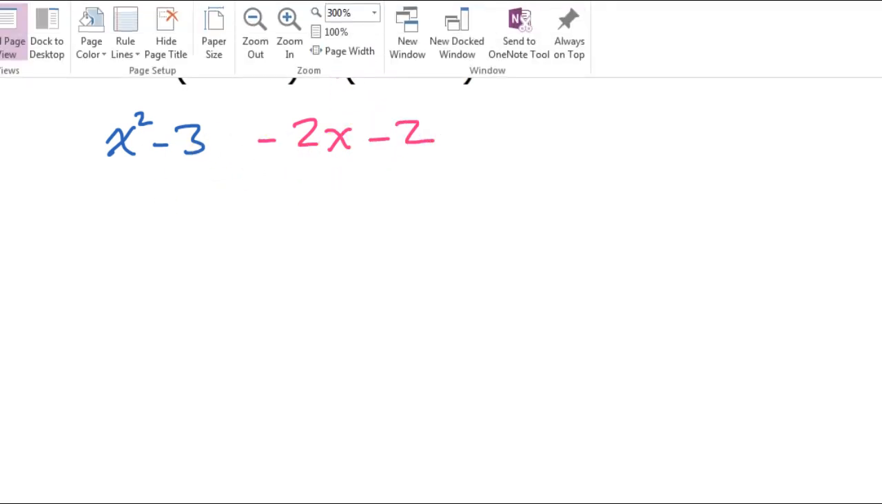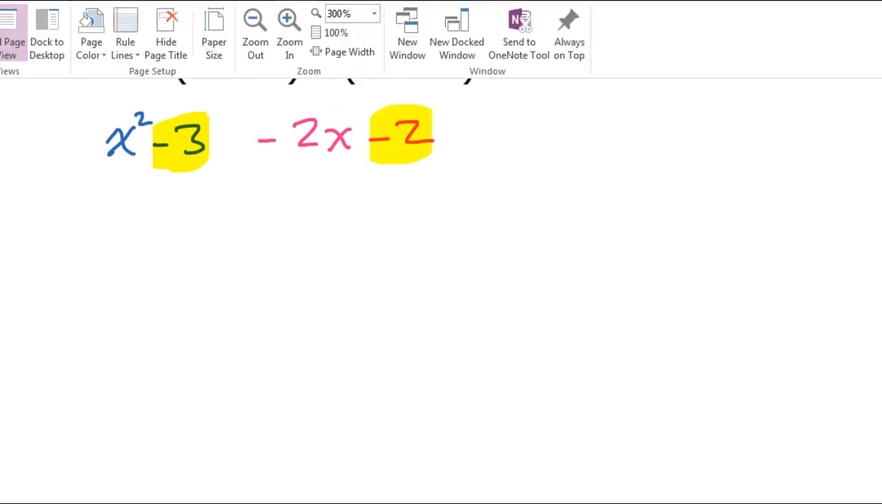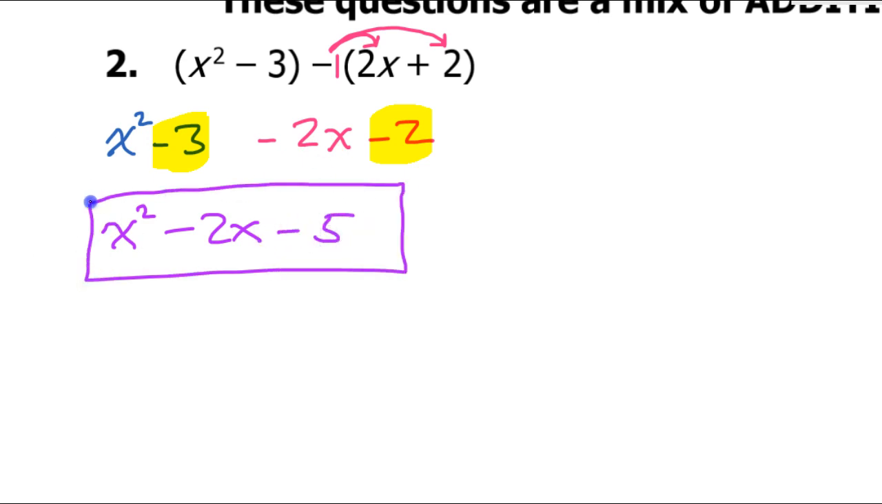Now I'm looking around for any like terms. The only like terms are negative 3 and negative 2. So I just bring down the x squared, and I'm bringing down the negative 2x. But negative 3 and negative 2 make negative 5. So this would be the final answer.